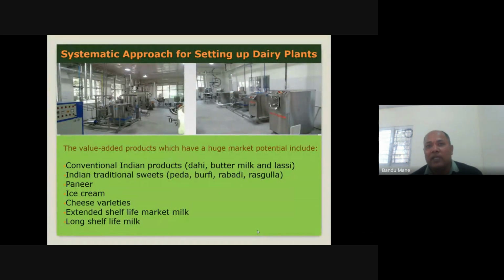For example, now there are different large dairy plants producing milk having a shelf life of 90 days. So it is increasing the shelf life, as well as the market demands or export demands for this long-life milk and different milk products. Please extend. Next.